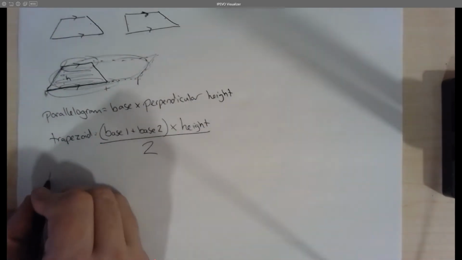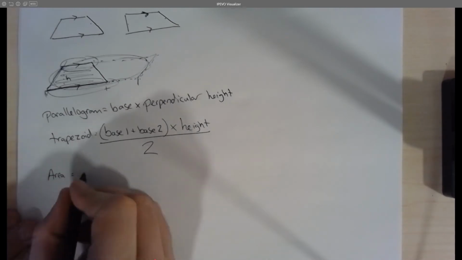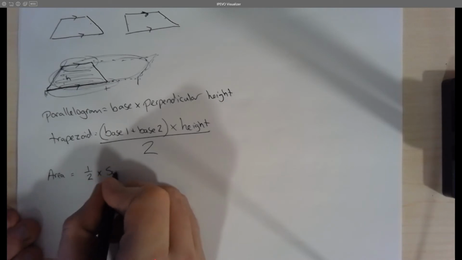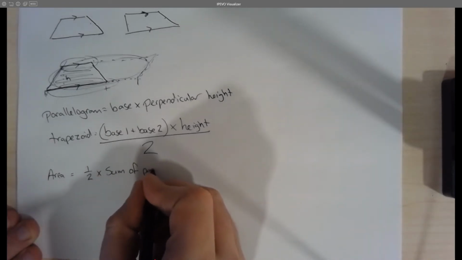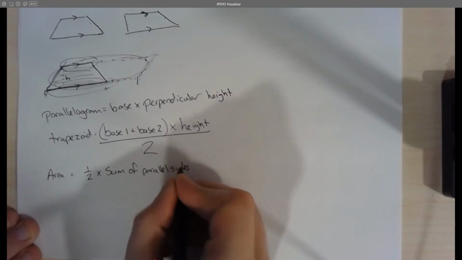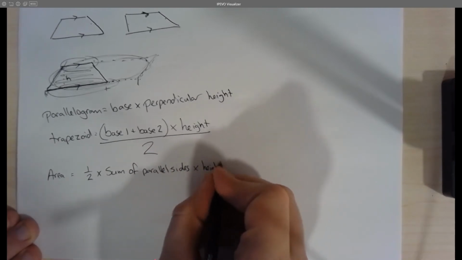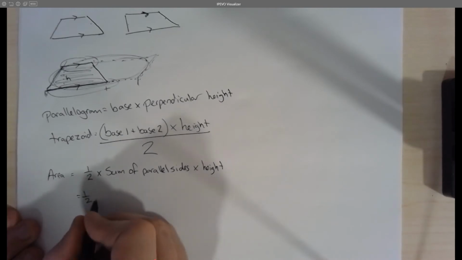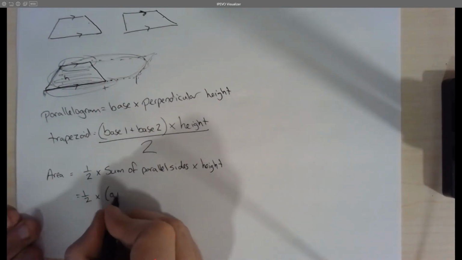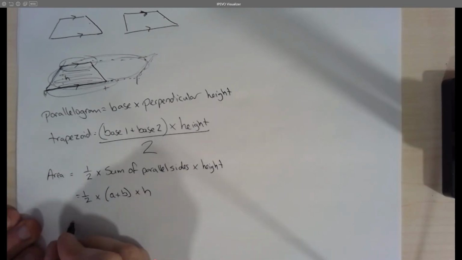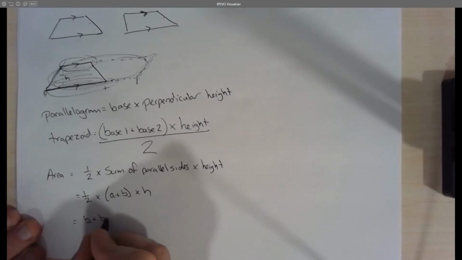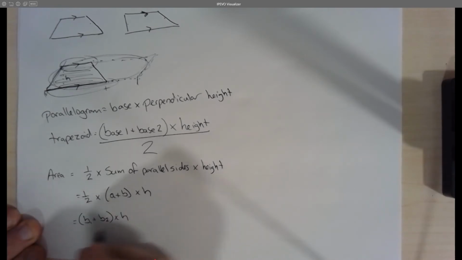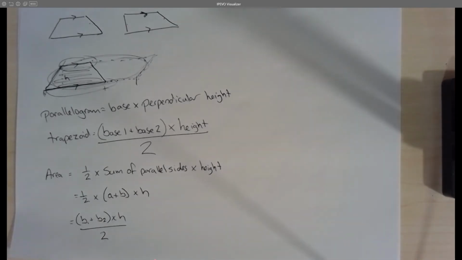The book likes to say it as that the area equals 1/2 times the sum of the parallel sides times the perpendicular height, or 1/2 times, sometimes they think of these as A and B, (A plus B) times H, or sometimes I've seen it (B1 plus B2) times H divided by 2. There's many different ways that you can write the same thing, but all of these will help us solve the particular area of a trapezoid here.